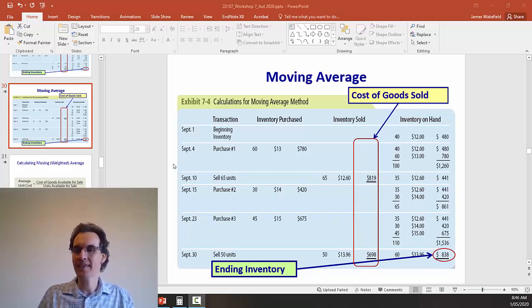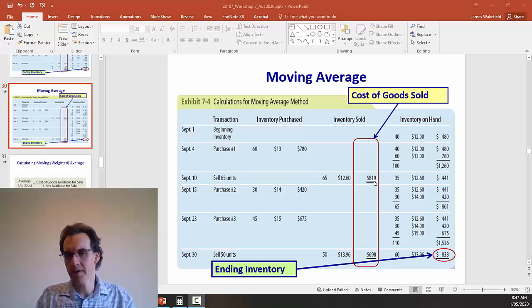So in this particular case, we need to work out what the average cost of inventory is on hand at the time we sold these 65 units of inventory. So what you can see here is that they had 40 units at $12, 60 units at $13, and so the total cost of inventory that they had on hand on September 10 was $1,260 worth. So that means that the average cost per unit is $1,260 divided by 100 units on hand equals $12.60 per unit. So you multiply 65 units by $12.60 and you get $819.